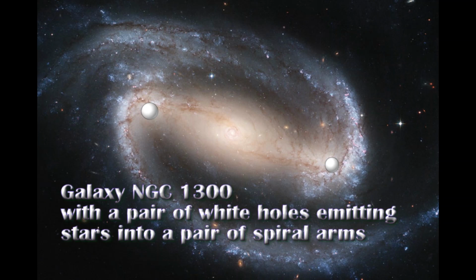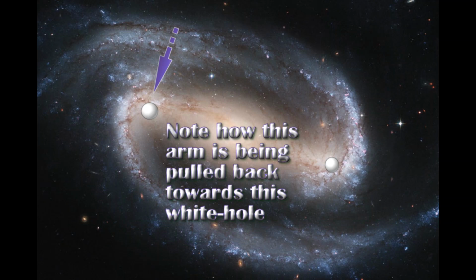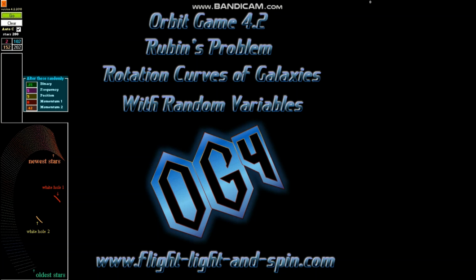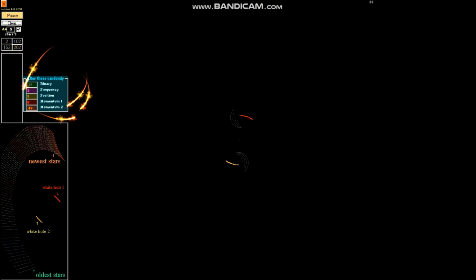This image shows the obvious positions of the two centers of mass. Can you see how the one arm is pulled back by the larger white hole? But why is so much light coming from the center? Let us run the OG4 algorithm again, this time with a bit less random. The user can adjust the variables a bit here.